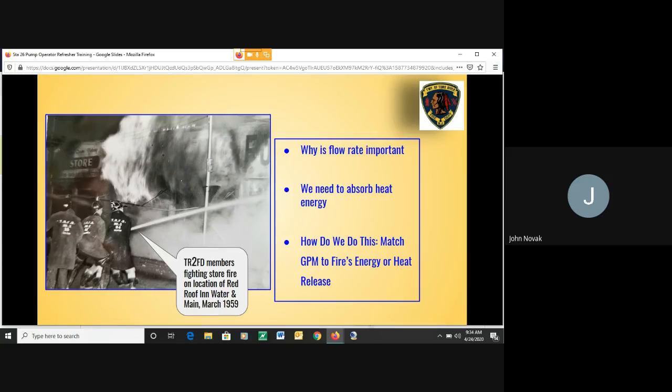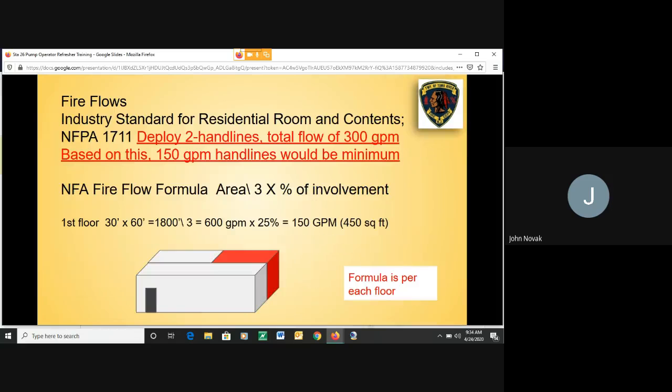So, how do we do this? We need to match the energy that's released by the fire with the amount of water that we're going to put on the fire. We can use a flow rate formula based on NFPA 1711. It pretty much tells us for a room and contents, single family dwelling fire, we should be able to deploy 2 hand lines flowing approximately a total of 300 gallons a minute. So this would come down to about 150 GPM per hand line, which is commonly referred to as industry standard.